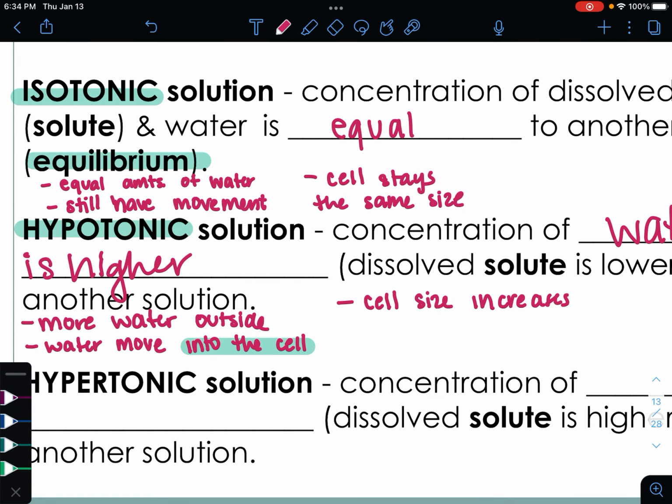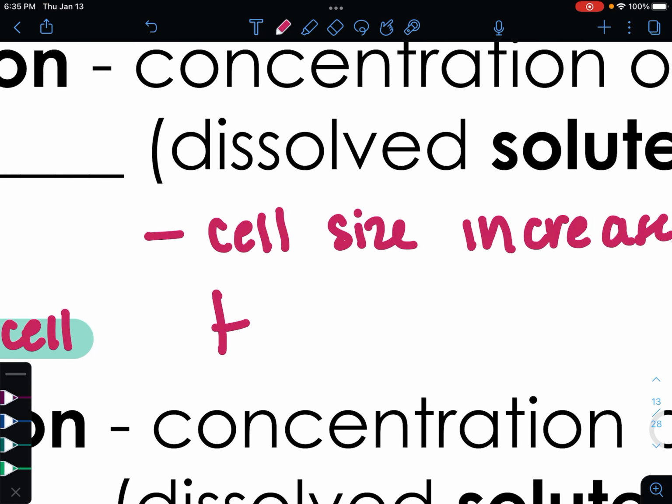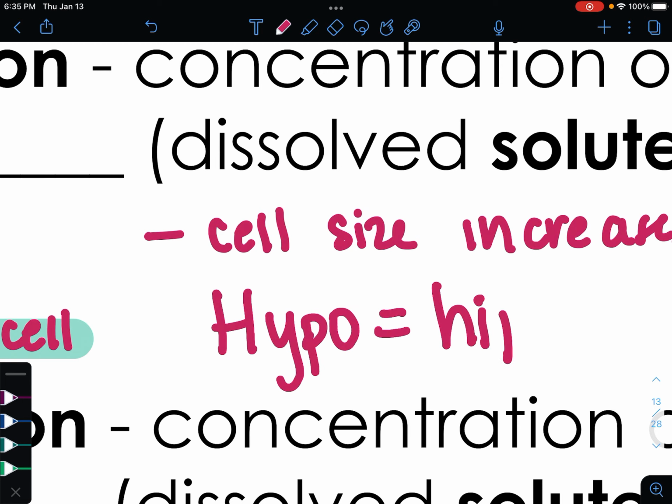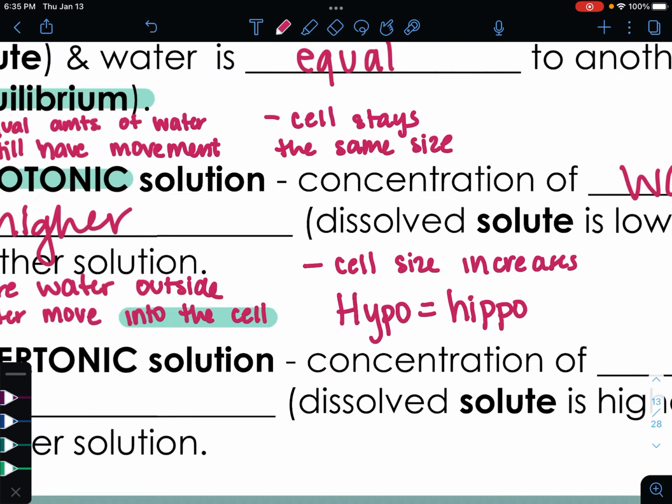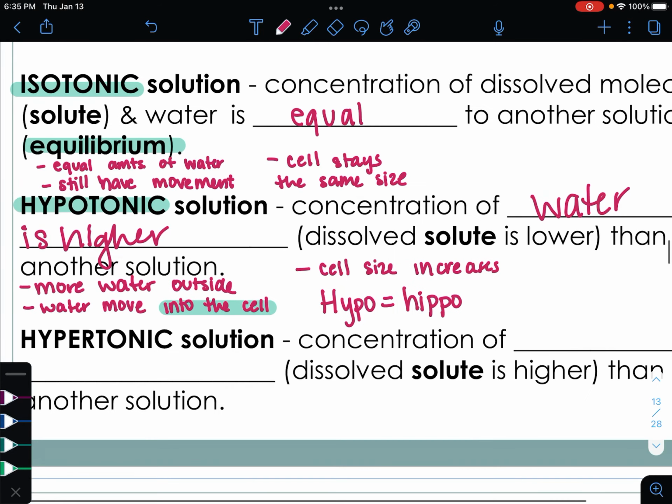Okay, and you're probably thinking, how am I going to remember that in a hypotonic solution, the cells increase? The way that I like to remember it is hypo is very similar to hippo, the animal. And if we think of hippos, hippos are really big, so hypotonic solution, hippo.